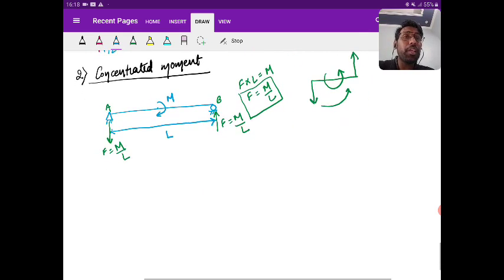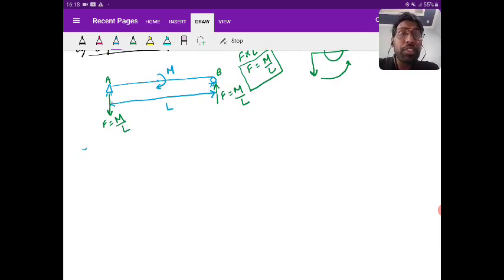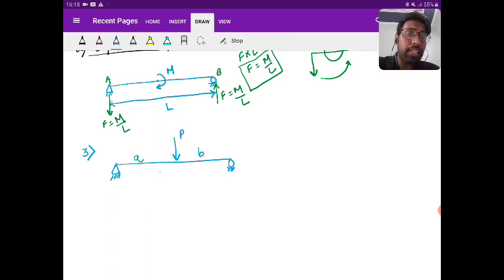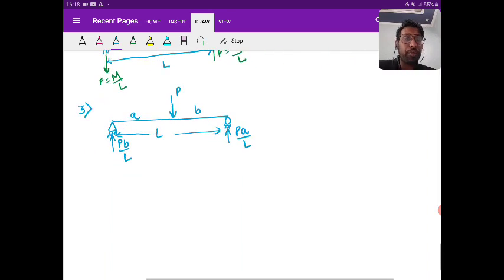Done? Okay. See the third one. Third, directly I'm giving you the result. Please just remember this point. If a load P is there, at distances A and B, and the length of the beam is L, then the reactions at the ends are PB by L, P into the distance of the other side, and at the rightmost support it is PA by L. Just remember this. This is the third point.